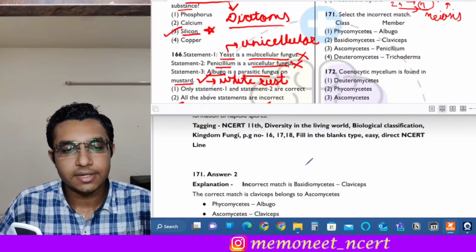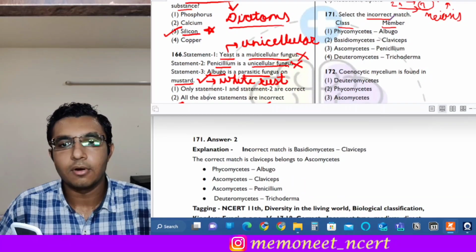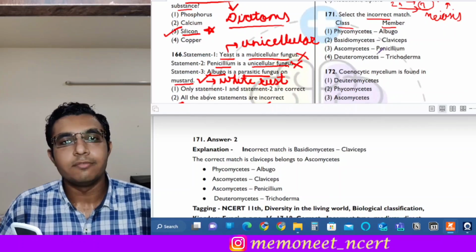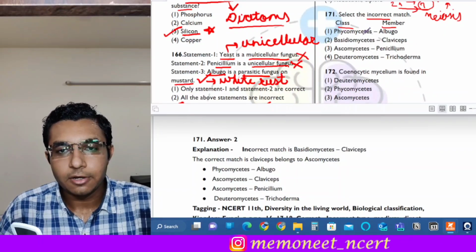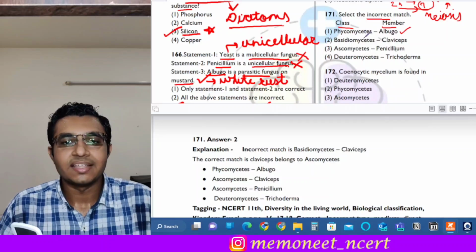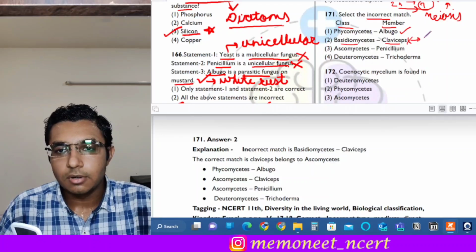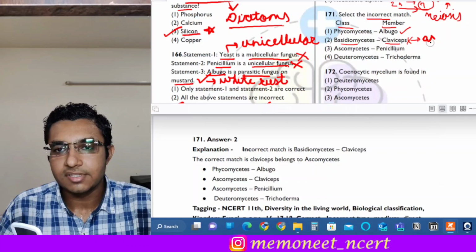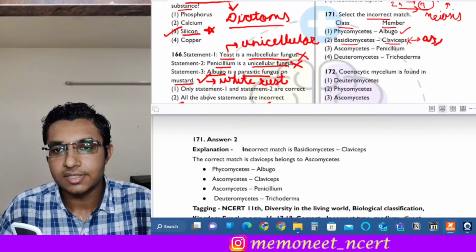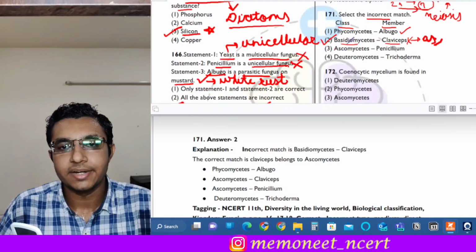Now we move on to the next question, that is question number 171. The question states select the incorrect match. There are different matches given between the class of the fungi and the example of that class, and we have to identify which of them is incorrectly matched. The first is Phycomycetes albugo. This matching is correct because albugo belongs to Phycomycetes. The second is Basidiomycetes claviceps. Now see, this is incorrect. Why? Because claviceps belongs to Ascomycetes, and it does not belong to Basidiomycetes. So this statement is incorrect. So the correct answer to this question will be option 2, that is Basidiomycetes claviceps.